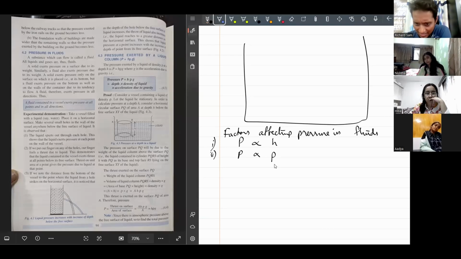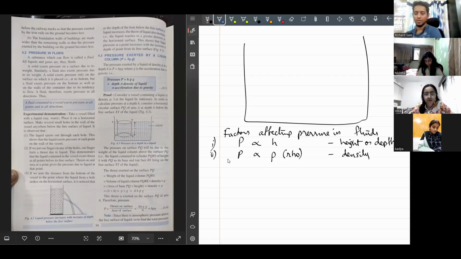Do you know what this is? It looks like a P, but it's not in English. It's called rho, R-H-O, and rho stands for density. H stands for height or depth. So we have seen two factors affecting pressure. One is height or depth, and one is the density.